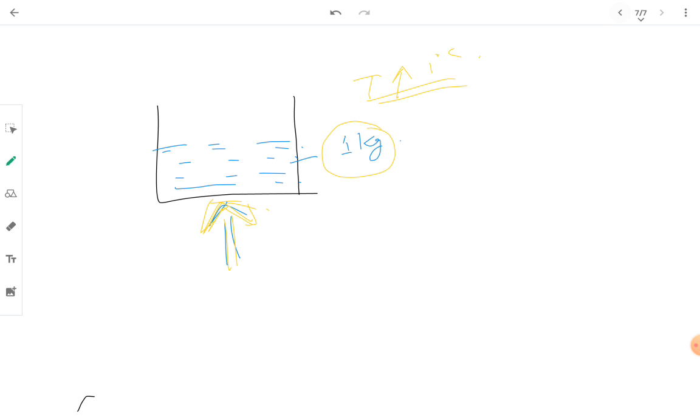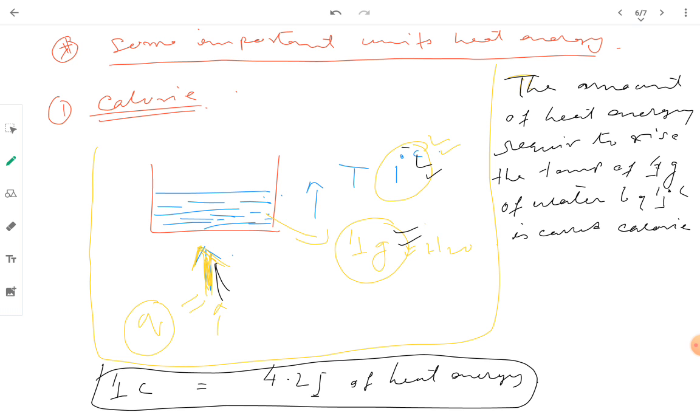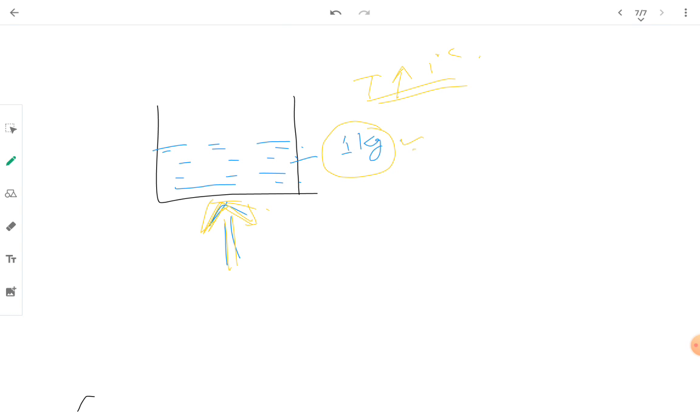So it is nothing but here there is a little bit different. Here it is 1 gram. So in case of calorie it is 1 gram, and in here it is 1 kg. This is the only difference.